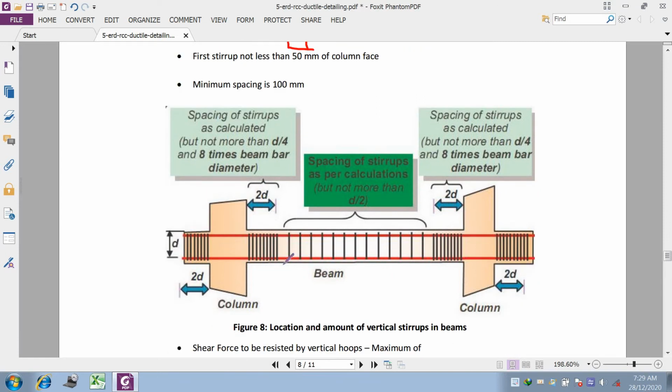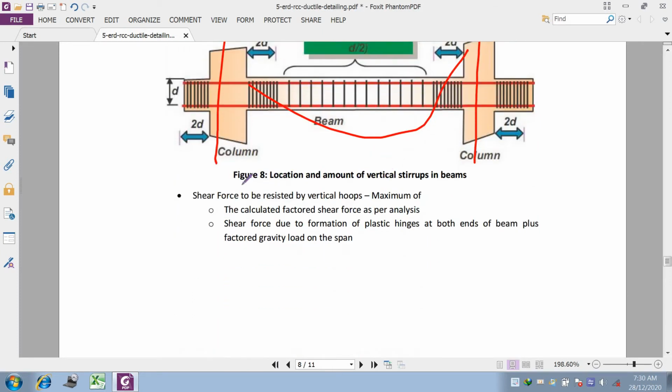For the location and amount of vertical stirrups in the beam, near the support we can provide the spacing at a distance of 2D, and here we can use D/2, as we know that the critical shear will occur at the support only. As this is a joint, the earthquake force is also very predominant at the support, therefore the stirrups can be closely spaced near the support, whereas at the center the bending moment will be maximum. Therefore in this case the stirrups can be provided at a distance of D/2.